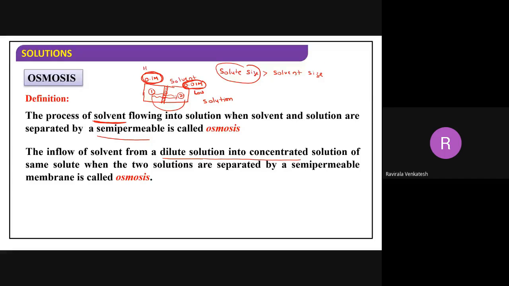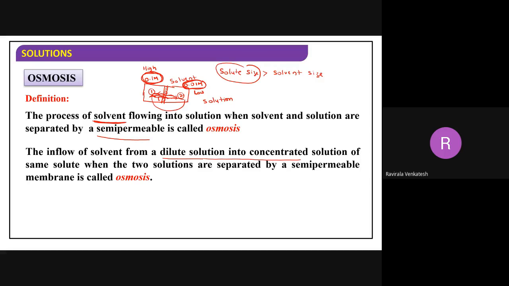Right. This is the high concentration. So definitely solvent molecules are flowing from where? From 2 to 1, but not 1 to 2. Solvent is flowing like this, from 2 to 1. It is moving like this. So this observation we are calling simply osmosis.